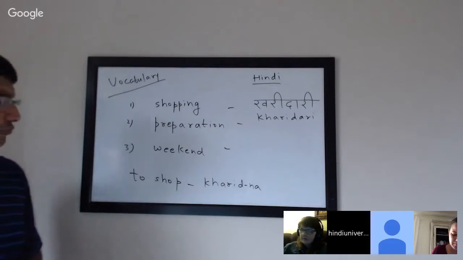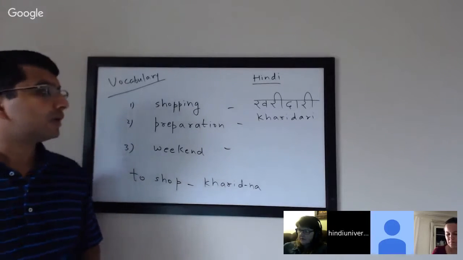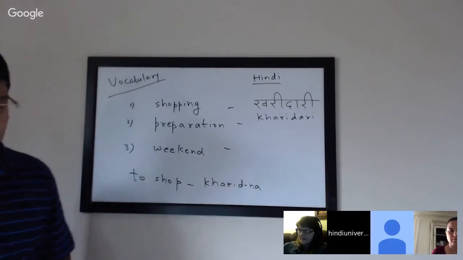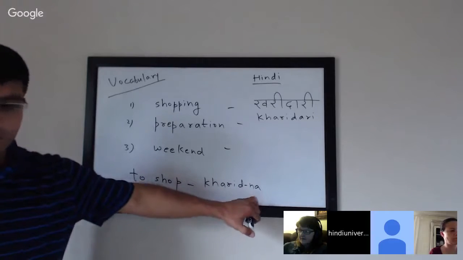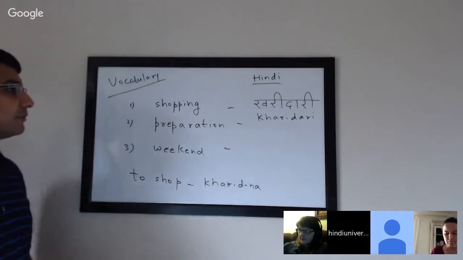So you can say मैं कपड़े खरीदता हूँ, that I buy clothes. मैं कपड़े खरीदती हूँ, for a female. You will just remove na and conjugate it based on your situation.